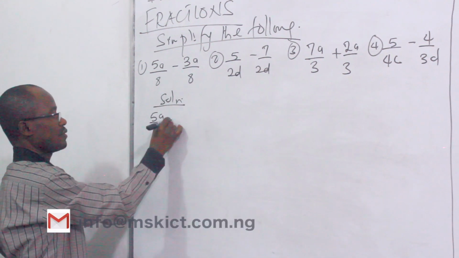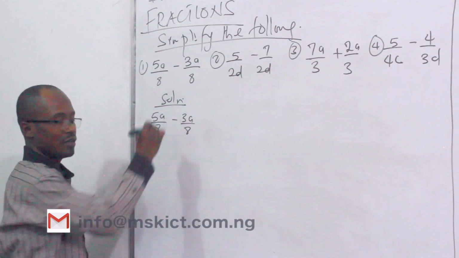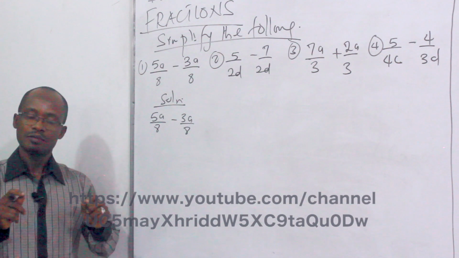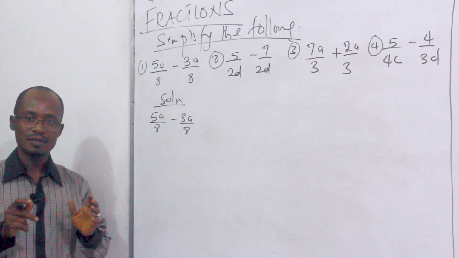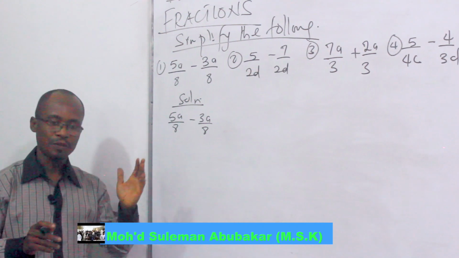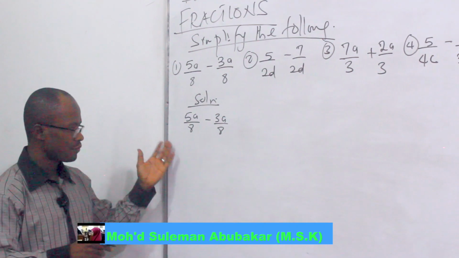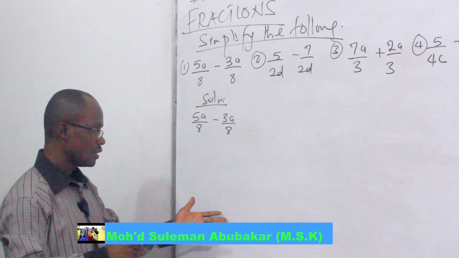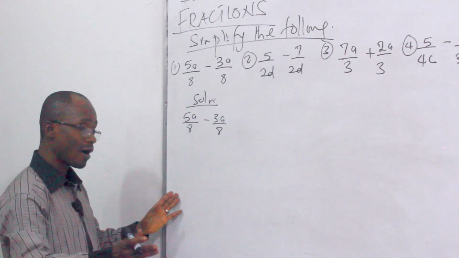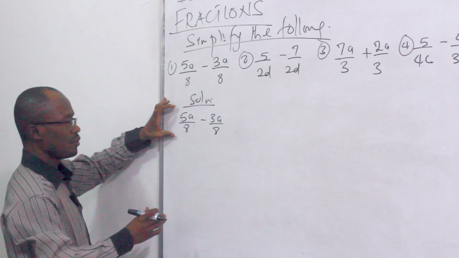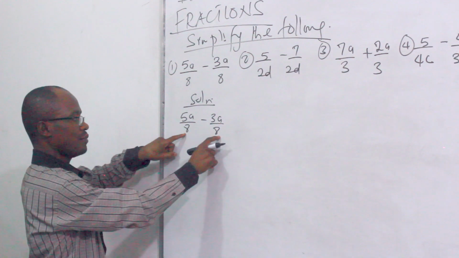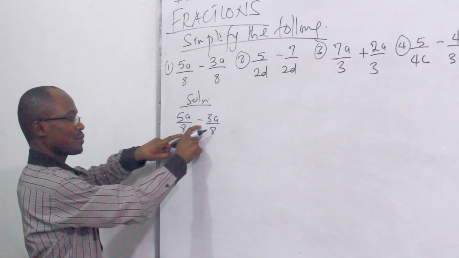5a over 8 minus 3a over 8. So the first thing you always do every single time you're taking any problem in mathematics is you identify first. Don't just start handling the problem. No, identify first. First of all, this is a fraction. Unlike the last topic we discussed, indices, in this case there is no power, there is no base. So what we do here to handle this fraction is look at the denominators. Denominators are the same, and the operator here is the subtraction sign.